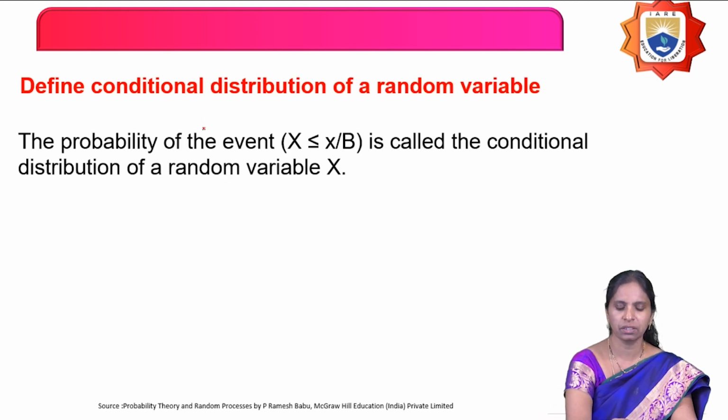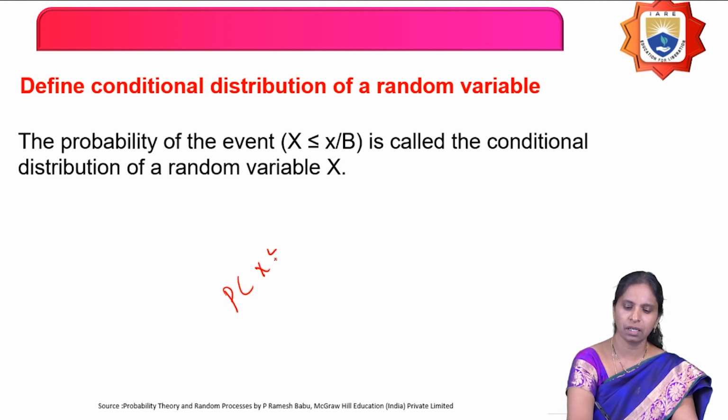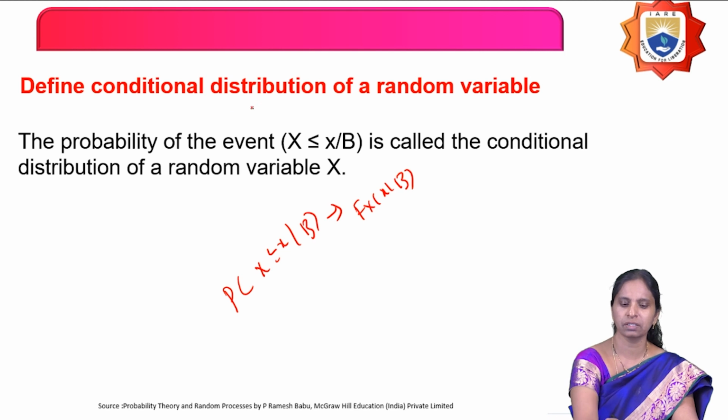The next question is: define the conditional distribution function of a random variable. So what is the conditional distribution function of a random variable? The probability of the event X less than or equal to x, given B. This is nothing but the conditional distribution function, F_X(x|B). This is called the conditional distribution function of a random variable.